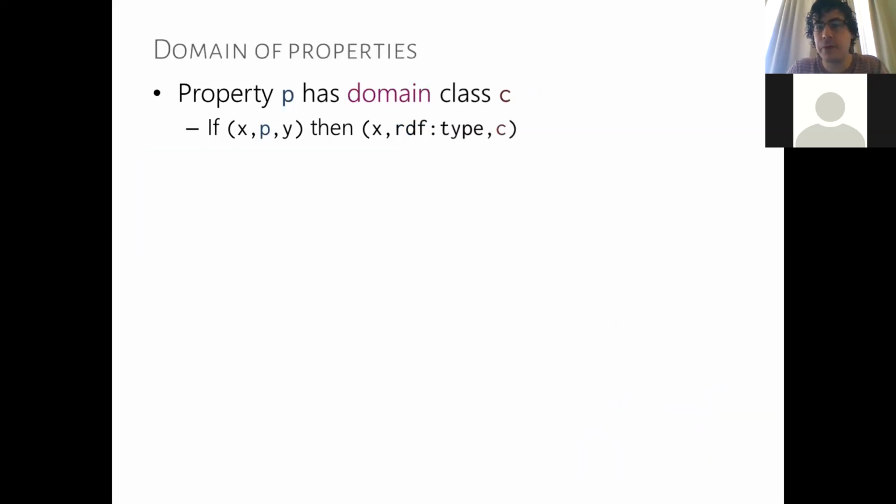So we have two more relations, and the next two relations are between properties and classes. So we say that property P has domain class C. Given that property P has domain class C, then if X, P, Y, we can imply that X is of type C. Okay. So if that property is defined for an instance, then we know that that instance is a member of the domain class.